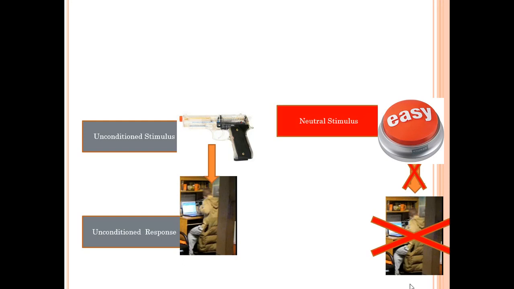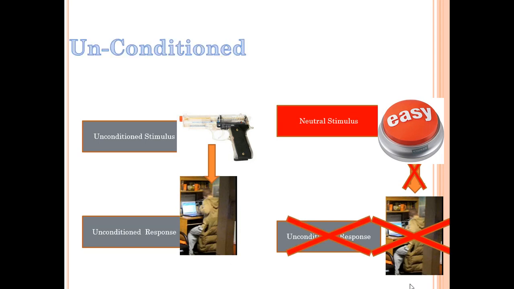Again, if you're unsure, remember that our unconditioned stimulus and response means that that's not learned. You don't need to learn to flinch when someone shoots you with an airsoft gun. That happens naturally. What does not happen naturally is to flinch to the easy button. The easy button might have other responses. You might look towards it, but it doesn't make you flinch. But of course, what Dave is trying to do is make Brian flinch by the sound of the easy button.